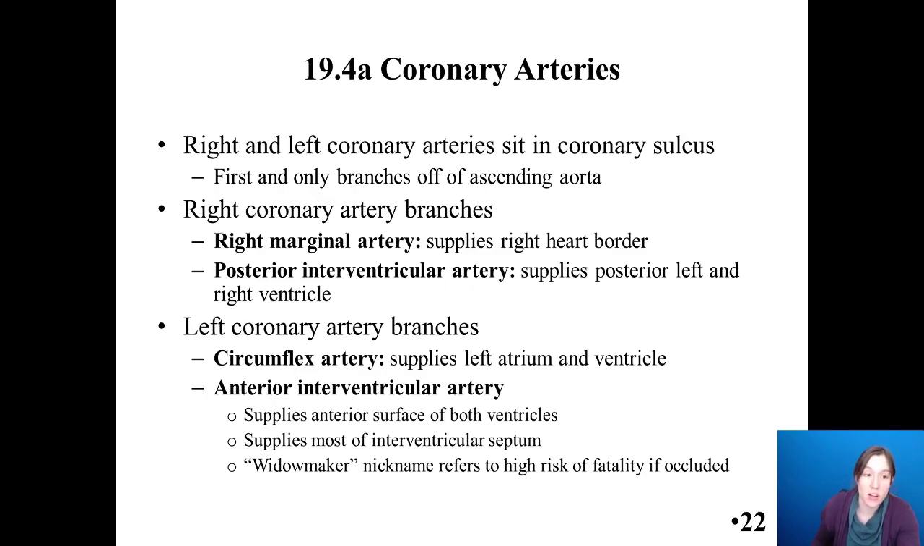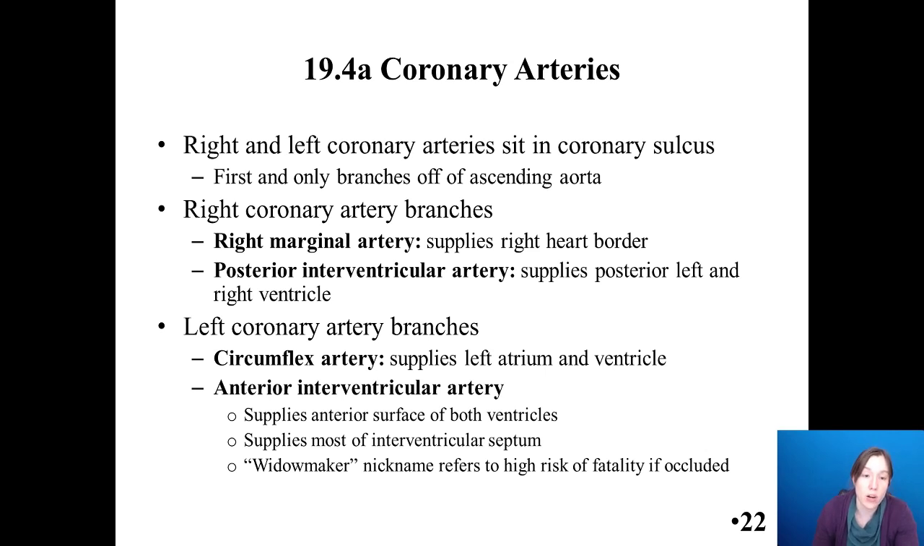We have a couple of coronary arteries and veins that you are going to have to be able to identify in your models. The right and left coronary arteries sit in that coronary sulcus that we talked about. They're the first and only branches off of the ascending aorta, right? The heart feeds itself first. It's really important that it has its own blood supply.